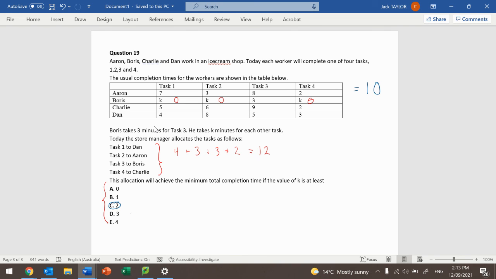If we substituted in K as 3, which is the D option, that would give us an allocation time of 13. If we substituted in 4 for E, that would give 14. So what you really need to do here is test one of them and then adjust your value accordingly. Typically it's best to start with the smallest one, in this case 0, and work out the allocation time. If it's too small, then you just increase it by whatever the value is you need to reach the minimum allocation.